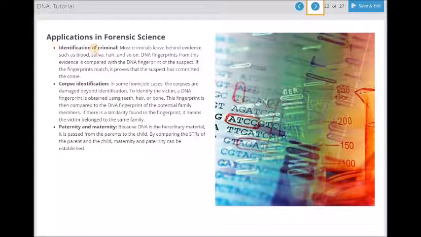Okay, what do we do with this? Well, we can identify the criminals, right? We can say, okay, we got some blood from the scene. We think that guy did it. Get some of his blood. Do a PCR gel on both of them. If the patterns end up the same, then that's your guy, right?